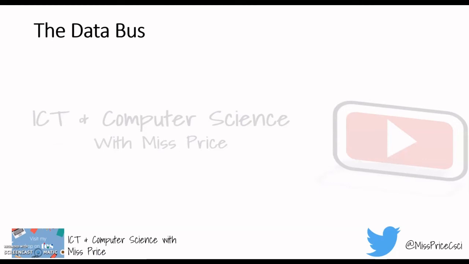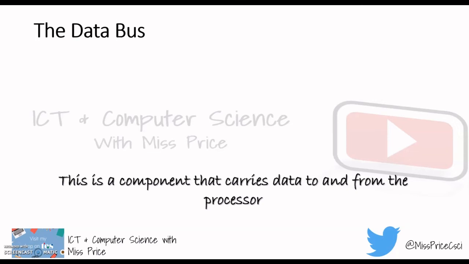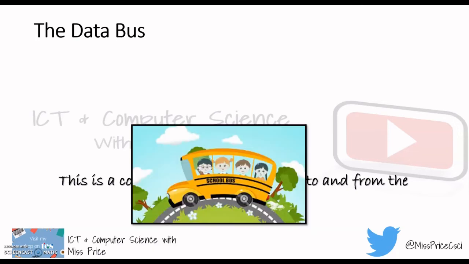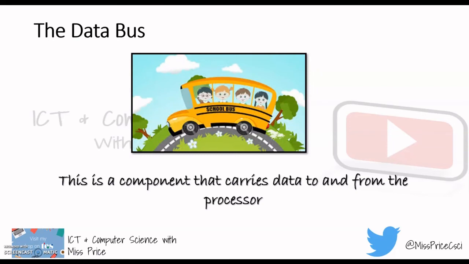So now we're going to take a look at the data bus. This is a component that carries the data to and from the processor. Think of this as your school bus. Your school bus collects you at your location, brings you to school, then takes you back again. You are the data. So you go to school, which we could say is the CPU, and then back again maybe to the memory.